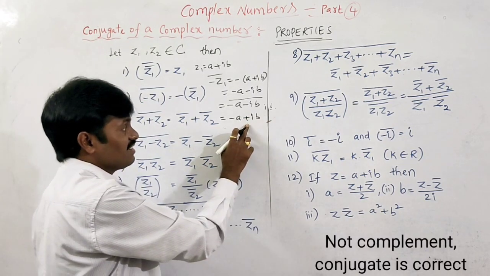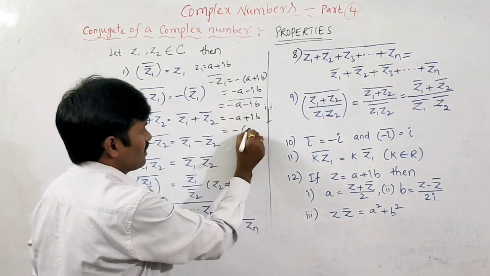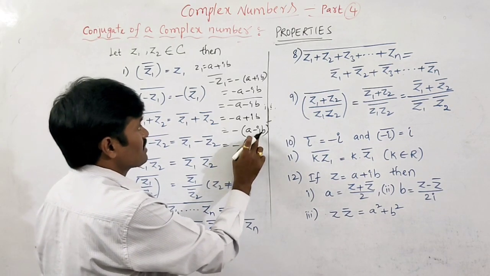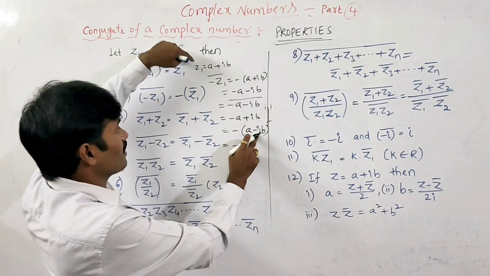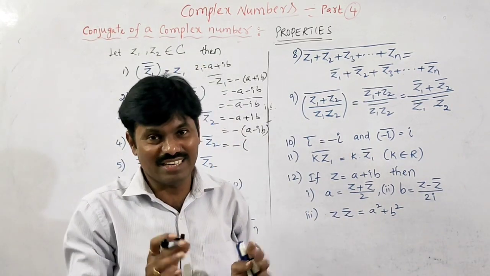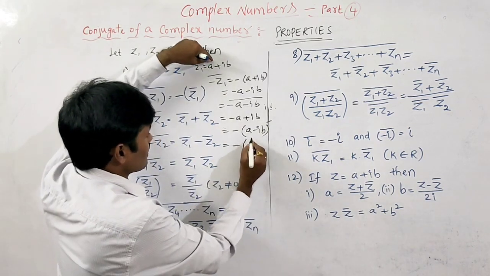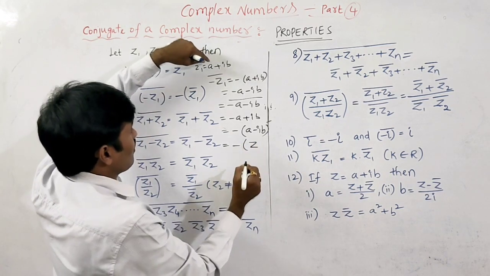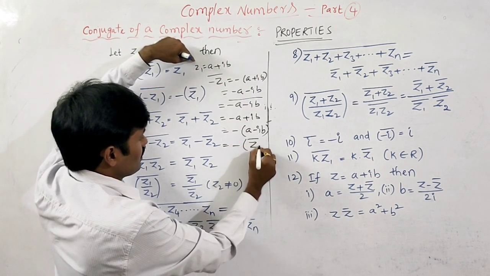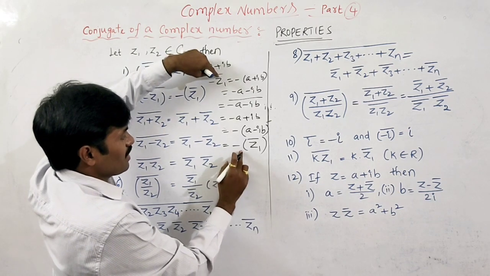It is the conjugate of minus z1. If I take minus common, it can be written as minus of a minus ib. A minus ib is the conjugate. Sorry, sometimes I am calling a conjugate as complement. Please ignore it. Here, conjugate, not complement. Conjugate of a plus ib is a minus ib, so a minus ib can be denoted by z1 bar. So the conjugate of minus z1 can be written as minus of the conjugate of z1.